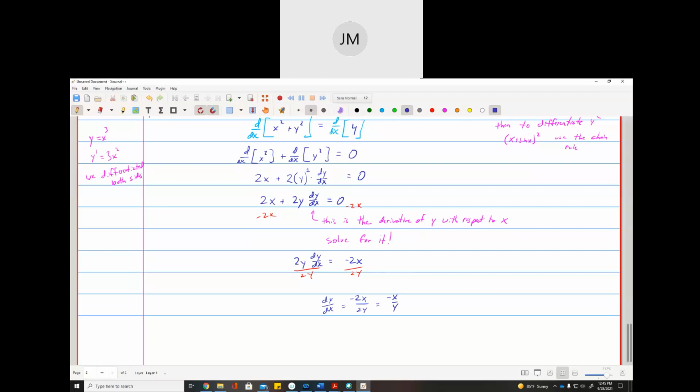Now, I can't divide by 2y if y is equal to 0, but I can see that here in my end result. I didn't end up canceling that y, it's just hanging out there. So I don't need to worry about writing y can't be 0 because I can see that it can't be 0.